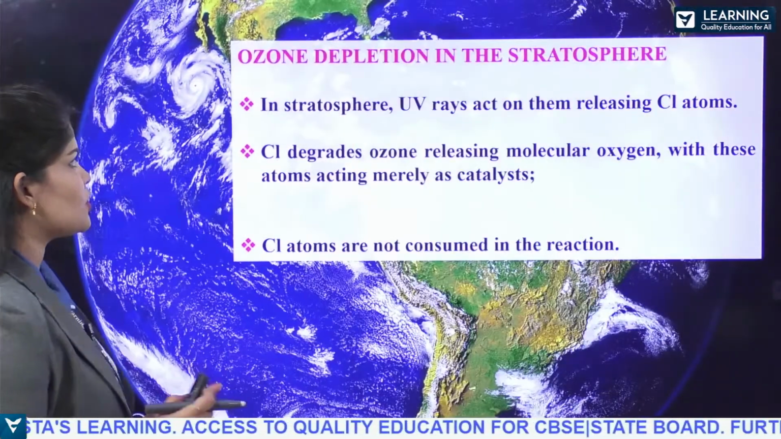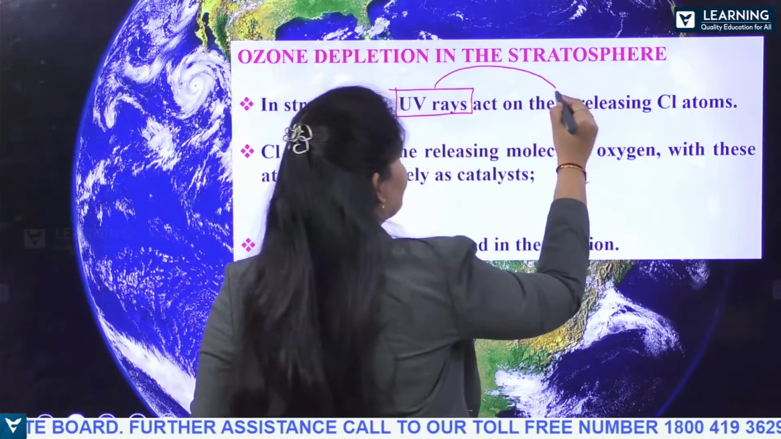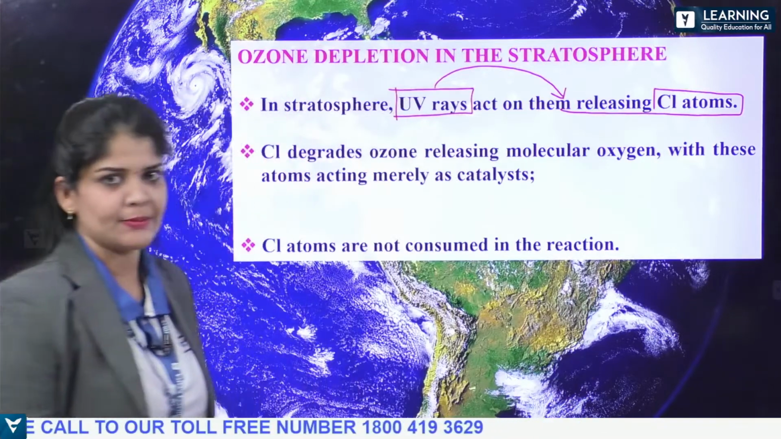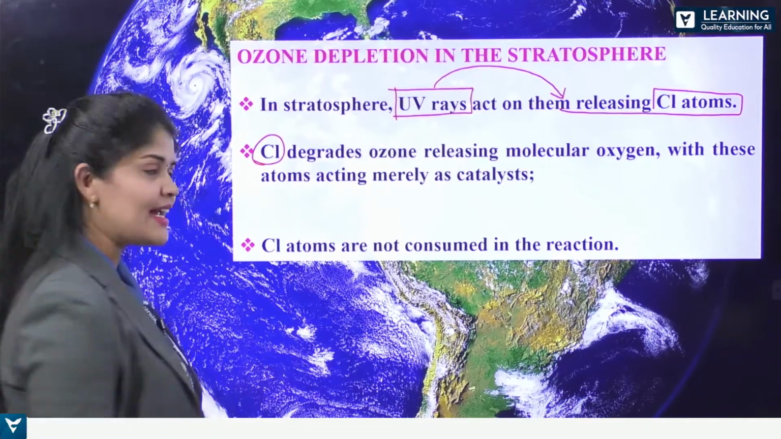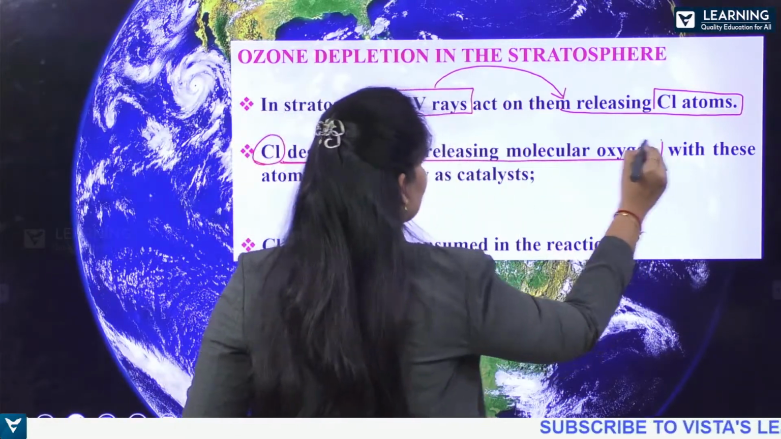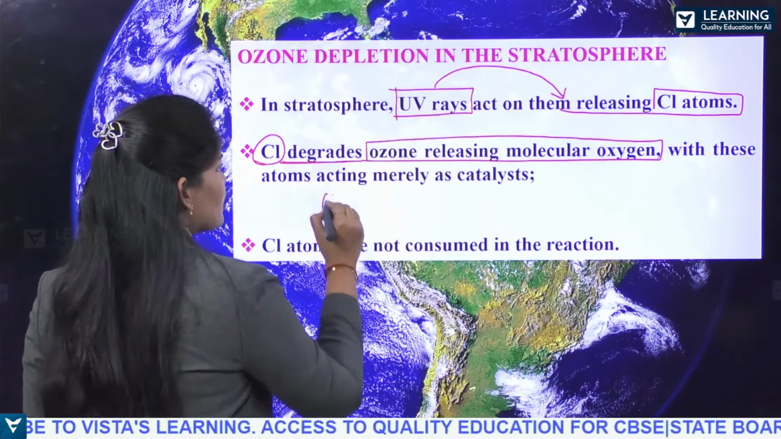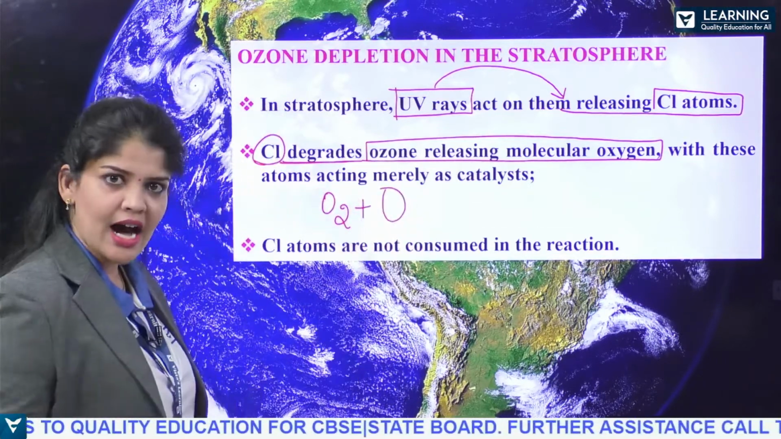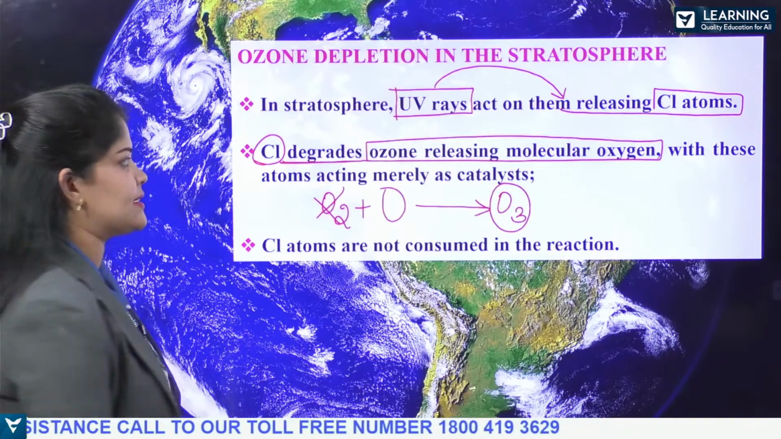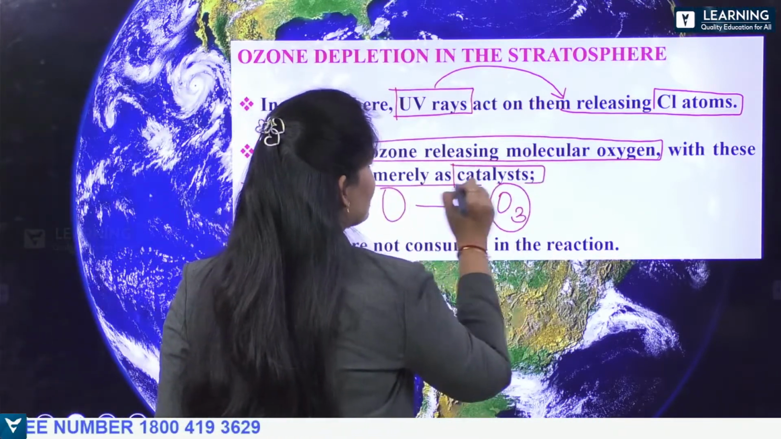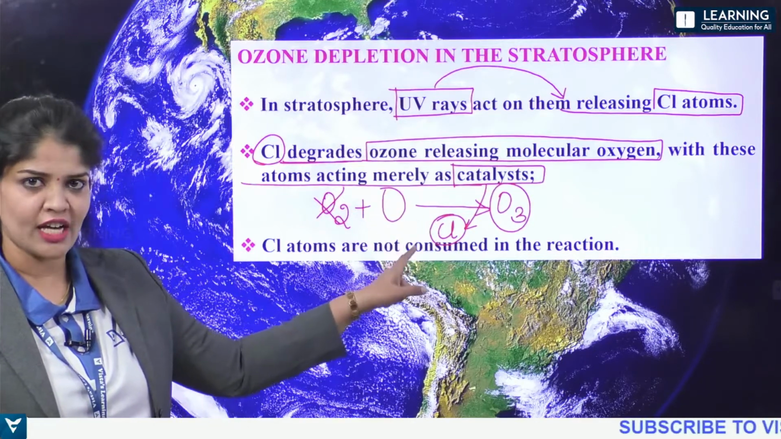Now, in the stratosphere, UV rays act on them, releasing chlorine atoms. These chlorine atoms are going to act as a catalyst. This chlorine degrades ozone, releasing molecular oxygen. If the molecular oxygen is not there to combine with an oxygen atom, then there is no formation of ozone. It is showing its effect in the degradation of ozone, with these atoms acting merely as a catalyst. For this reaction, the catalyst is the chlorine atom. Chlorine atom is acting as a catalyst for the reaction. And what is that reaction?